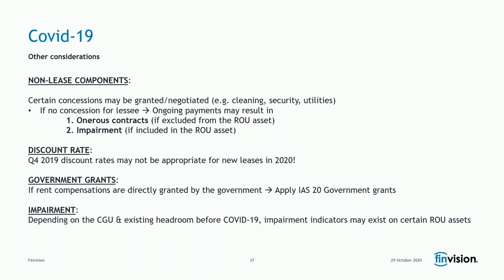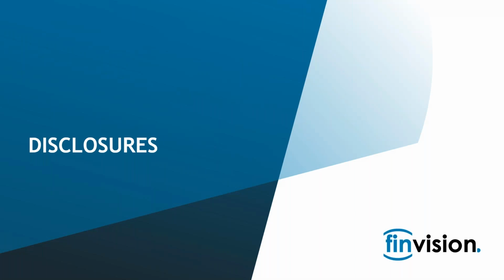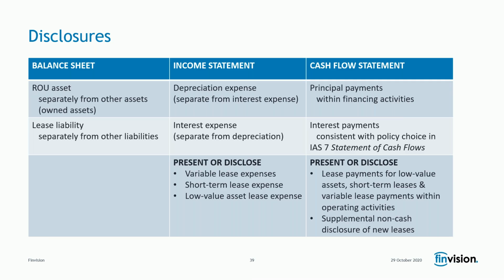If we then move on to disclosures, here we will give you an overview of what disclosures need to be taken into account, not with respect to COVID-19 specifically, but in general for IFRS 16. There you will see that on the balance sheet, they say a right of use asset should be separated from other assets, so the owned asset, and a lease liability should be separated from other liabilities.